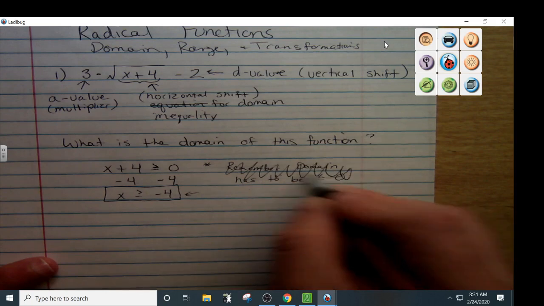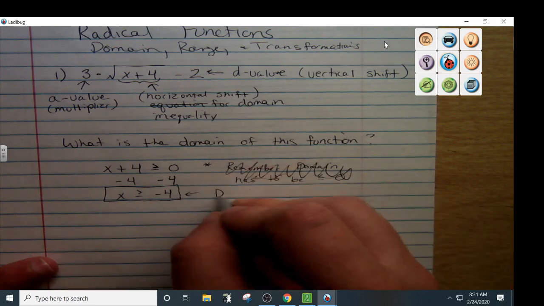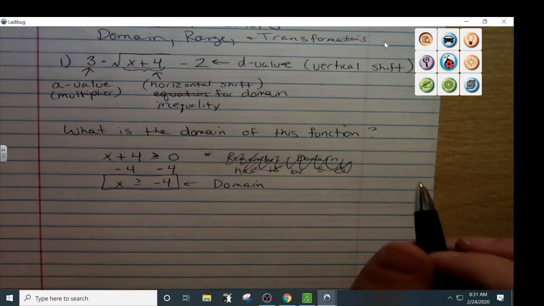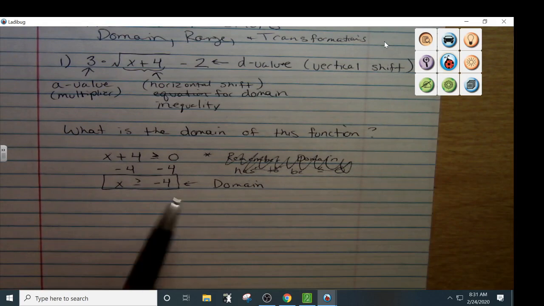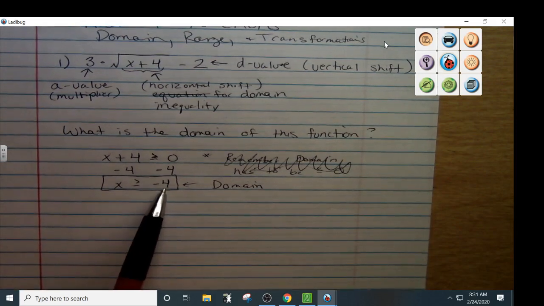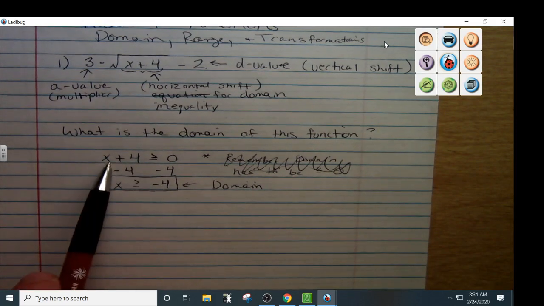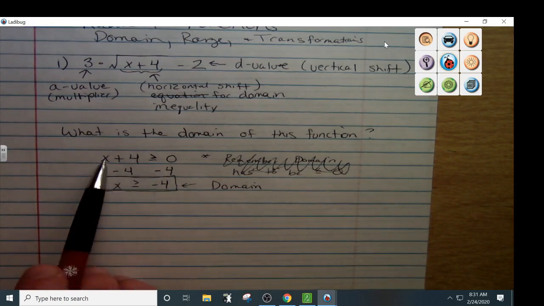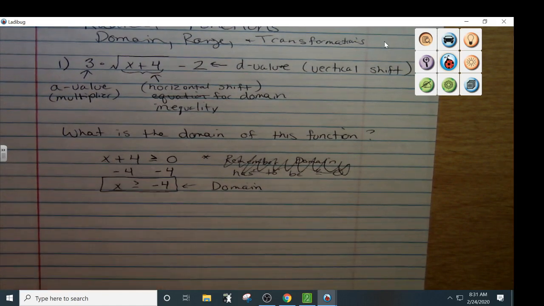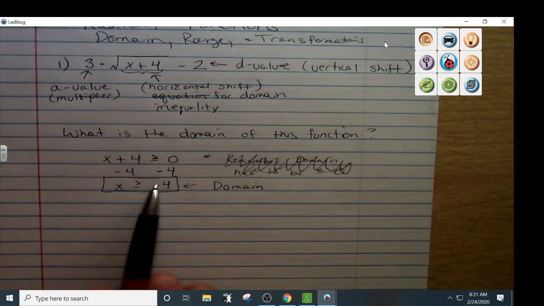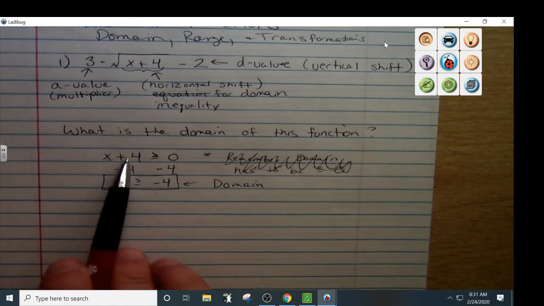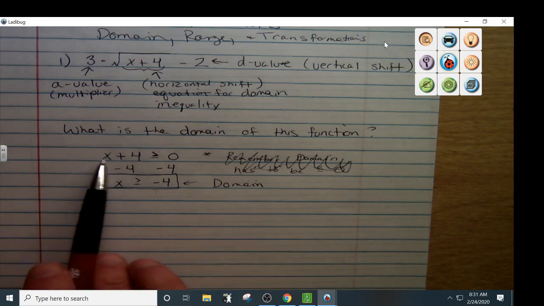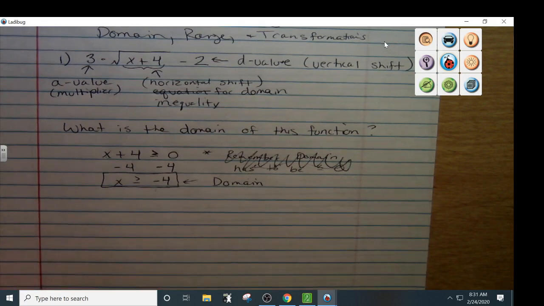Guys, mark that. I'm going to write that in a minute. This is your domain here. And guys, if you think about it, this number, if you plug it in here, is going to make this equal to 0. Because if I plug in -4 here, what's -4 plus 4? 0, right? Whatever that number is, it's always going to be the negative of that number. So that's your domain.